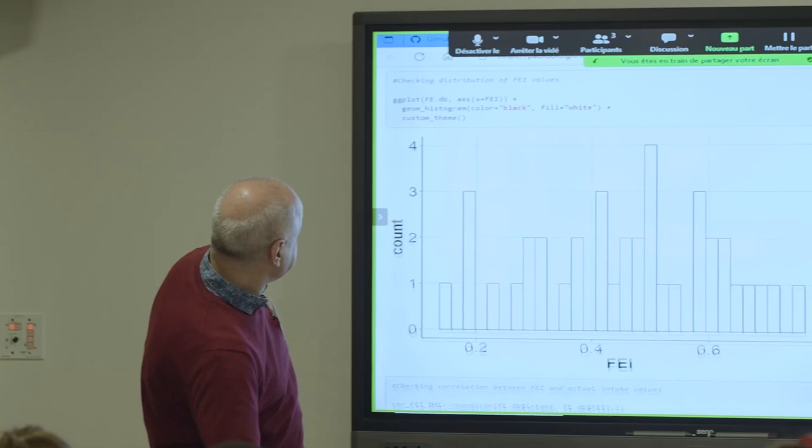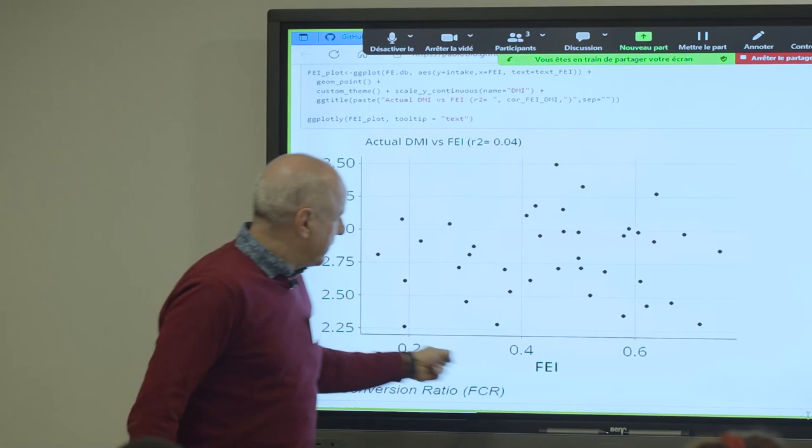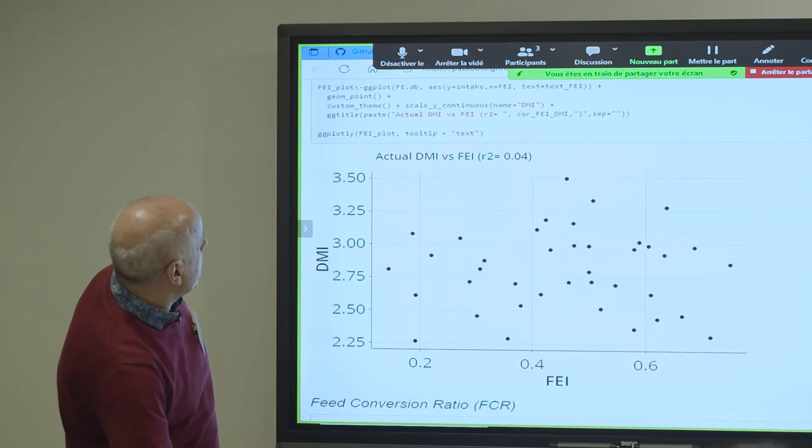And now we make a regression between dry matter intake and feed efficiency index. You have the different animals, the points, and the value of the regression is almost zero. It's not correlated.